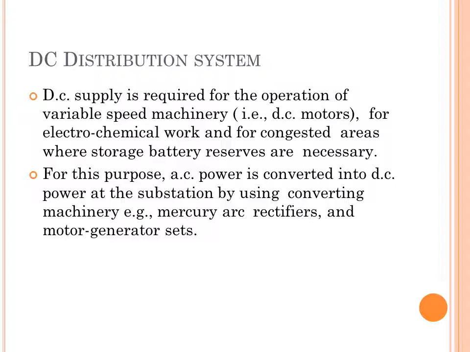DC supply is required for operation of variable speed machinery, that is DC motors, for electromechanical work and for congested areas where storage battery reserves are necessary. For this purpose, AC power is converted into DC power at substation by using converting machinery, for example mercury arc rectifiers and motor generator sets, and many converter mechanisms.